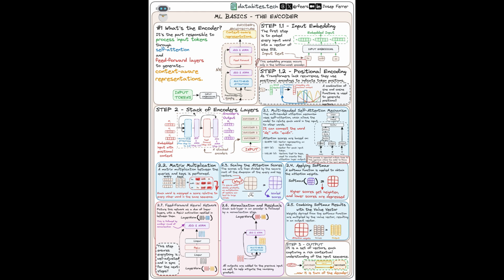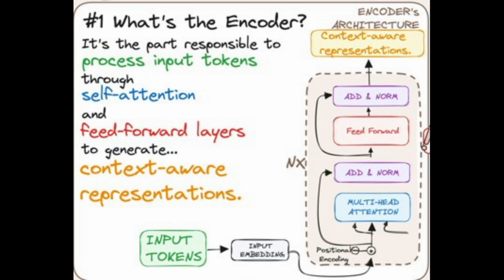To help us unpack all of this, we have this visual guide from Josep Ferrer, which is seriously amazing. It's like he took this incredibly complex topic and made it clear. Visualizations are really helpful when you're talking about something this intricate. So maybe before we get too far, can you give us a high-level overview? What does the encoder actually do?